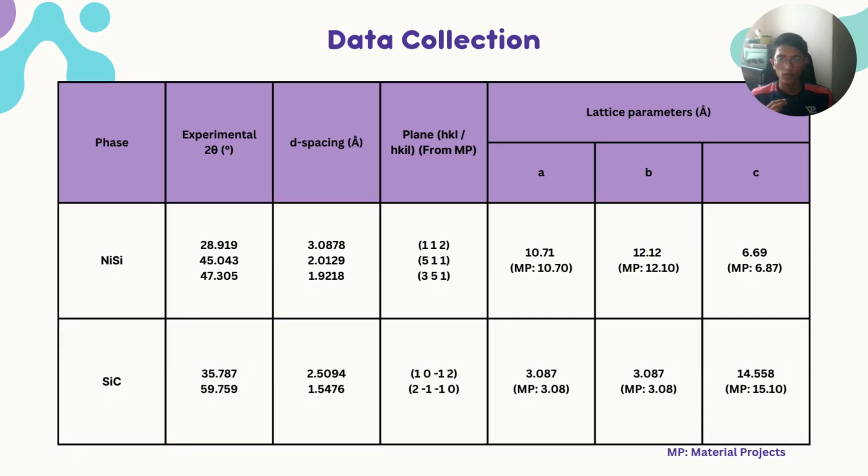Next, as we get the 2 theta value, we must find the plane and orientation based on the peak. So we compare it with the Materials Project's graph for its plane orientation, which is hkl or hkil. After working on the math and calculation, we get the lattice parameters, which are a, b, and c, and as a result, we get values nearly the same as the lattice constant parameters provided in Materials Project.